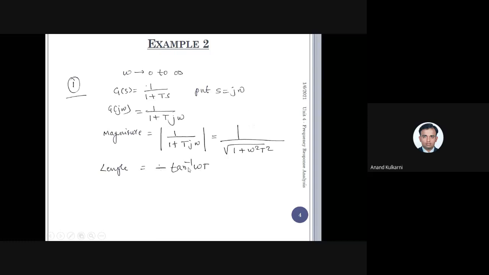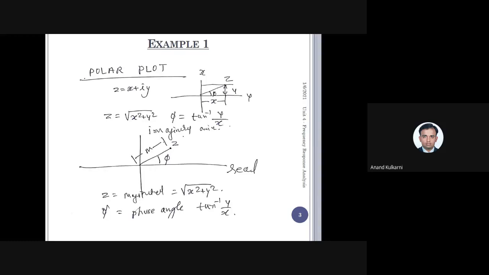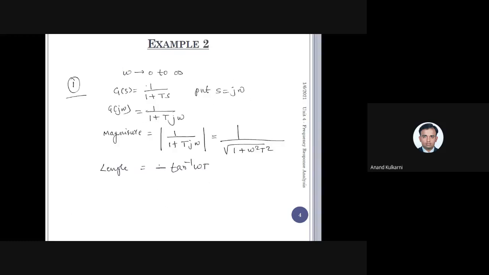So tan inverse of omega t is the angle, with a minus sign because it is in the denominator. As far as the angles are concerned, angles in the numerator get added with positive sign. Angles in the denominator get subtracted because they are negative. If you do this, afterwards I will draw what is known as a polar plot.